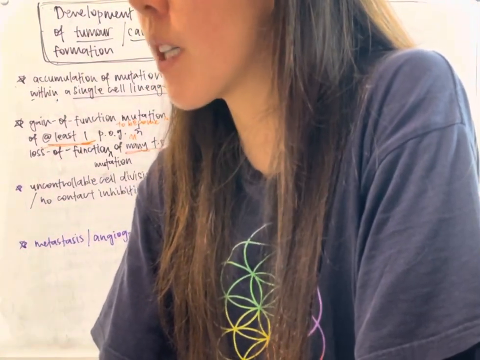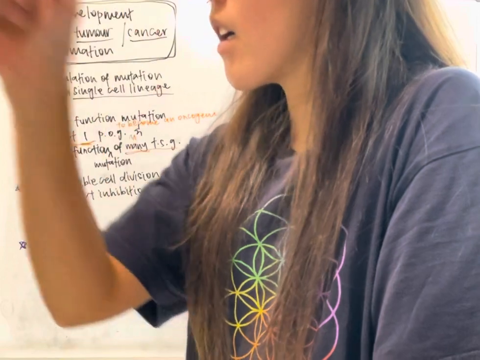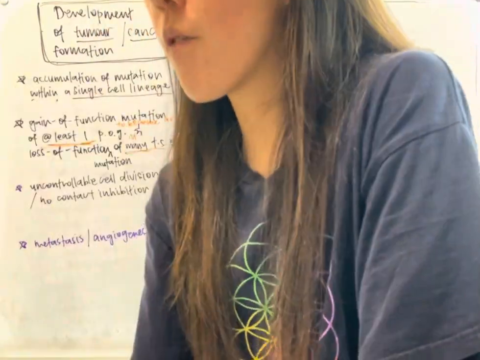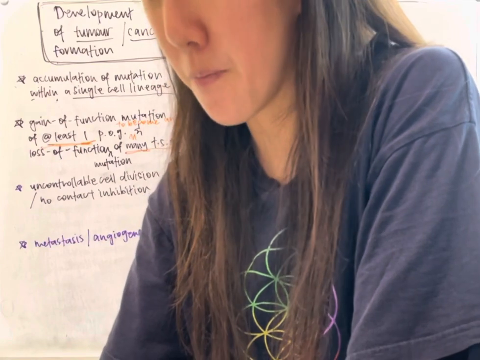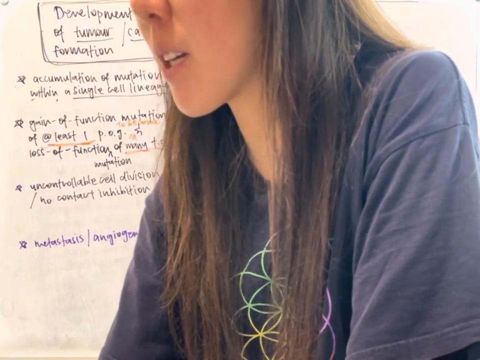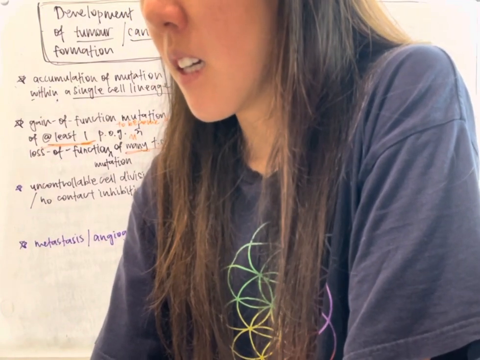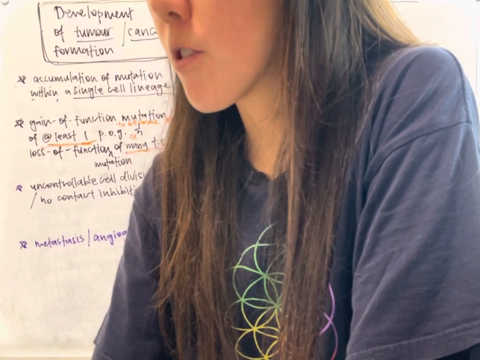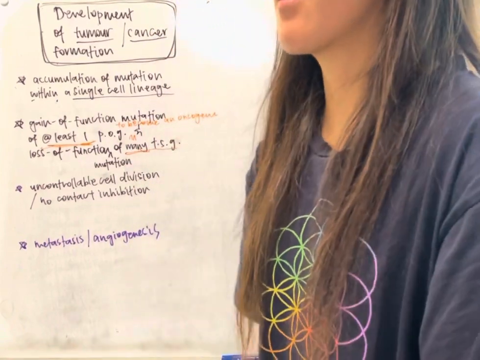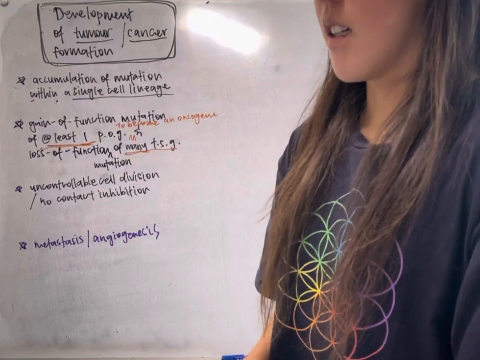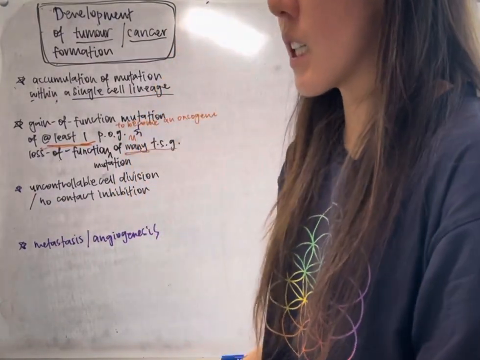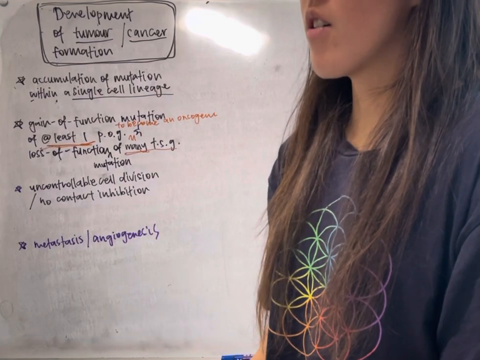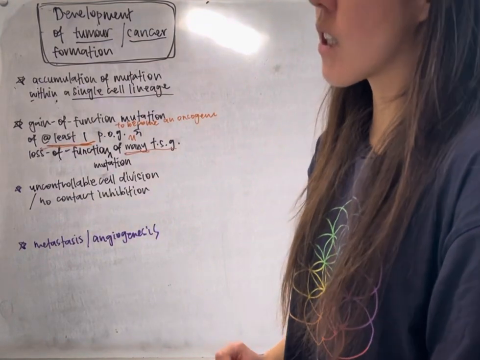What's the first difference between proto-oncogenes and tumor suppressor genes? I went through this table before. Can you name me one? Proto-oncogenes encode for proteins that stimulate cell growth. Wrong, I will not accept cell growth. Cell growth is not the same as cell division.